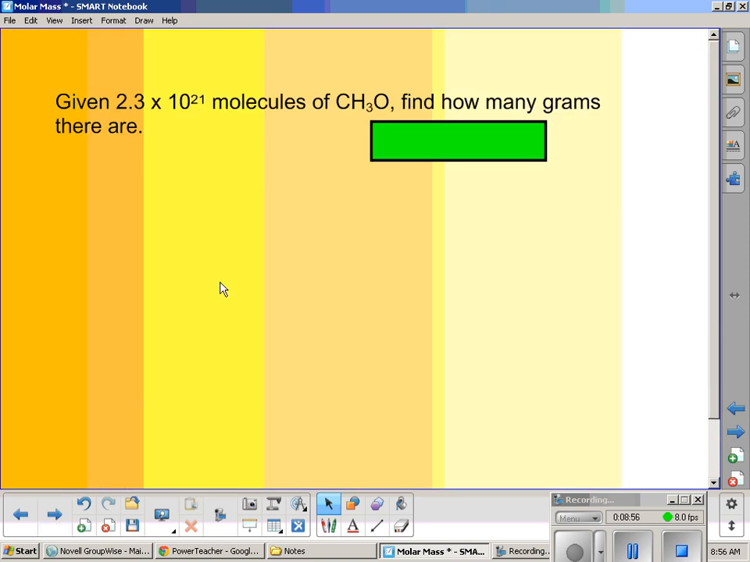All right, last one. I didn't separate out the molar mass this time, because you should be getting pretty good at that by now. So let's do this one backwards. If we're given this many molecules of CH3O, how many grams are there? And by using the formulas that you've previously been given and calculating the molar mass, you should come up with 0.1185 grams of our compound.